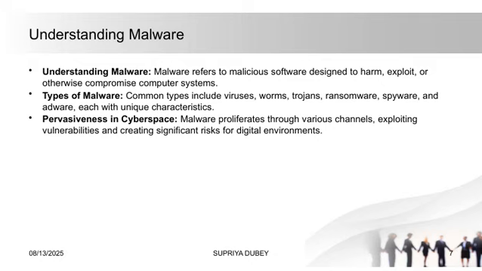Trojans disguise themselves as legitimate software but secretly carry out malicious activities. Ransomware encrypts your files and demands payment for their release. Spyware secretly gathers information about your activities, and adware bombards you with unwanted advertisements. This variety of malware highlights how pervasive and adaptable these threats are. Malware proliferates through various channels, like email attachments, infected websites, or even through vulnerabilities in your software.